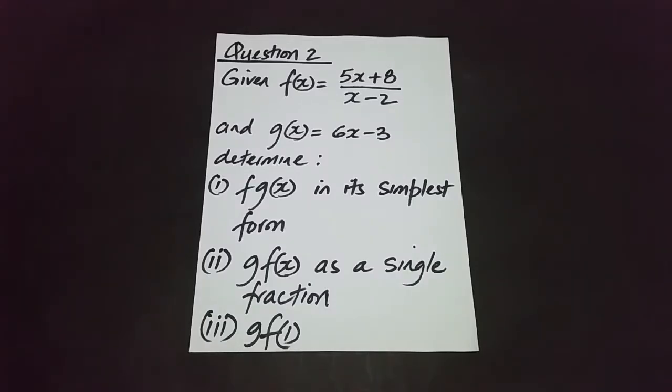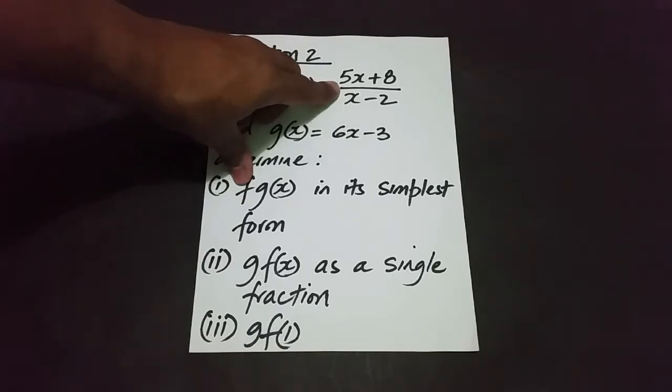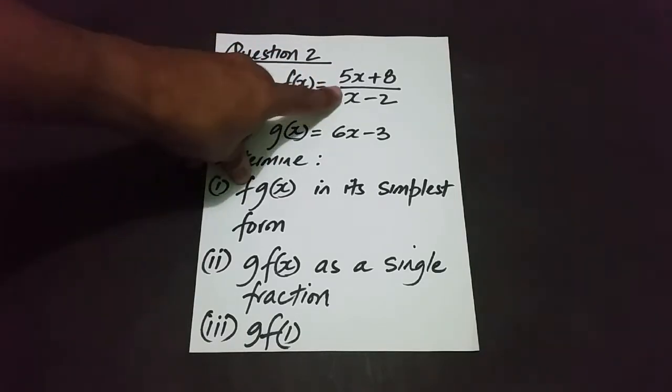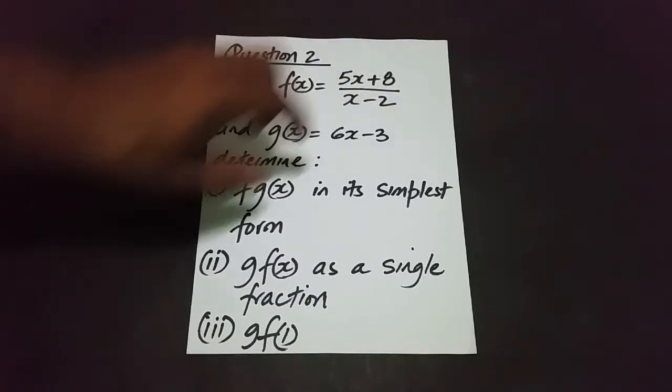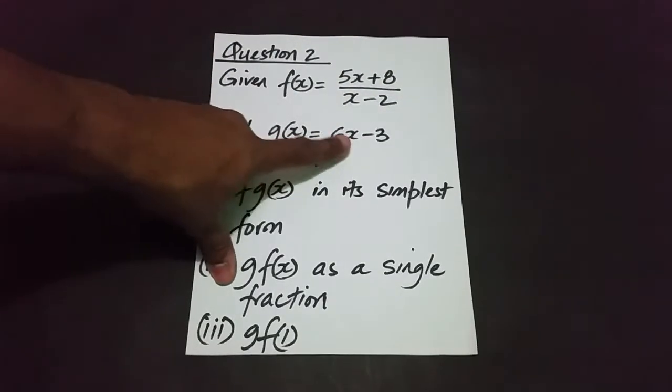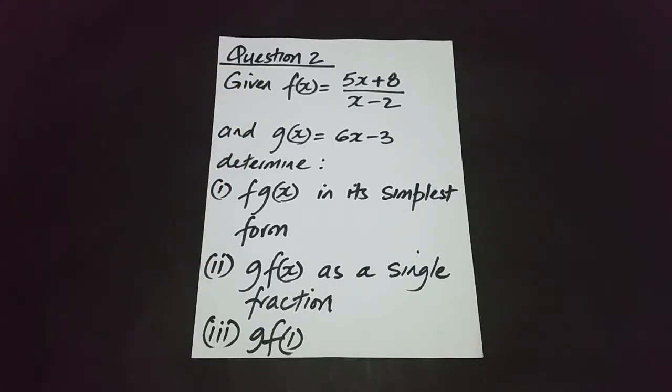Alright guys, welcome back, and here we're looking at question 2 that involves a fractional function. So f of x here is actually a fractional function where we have a numerator and a denominator, and g of x is a simple function that we've looked at before. So question 2 says, given f of x is equal to 5x plus 8 over x minus 2 and g of x is equal to 6x minus 3, determine the following.